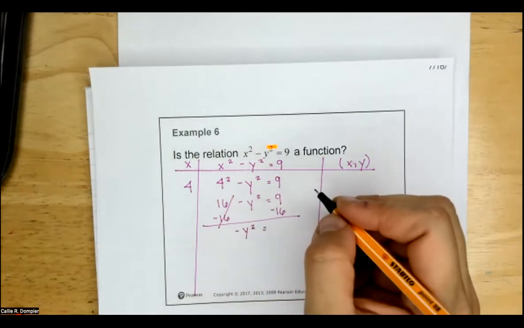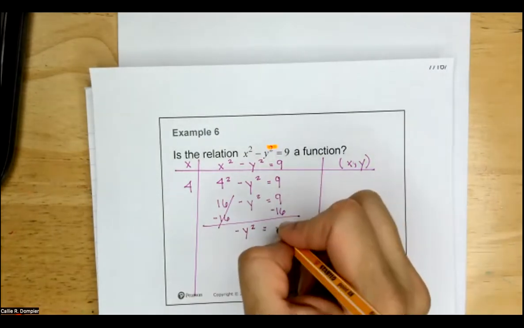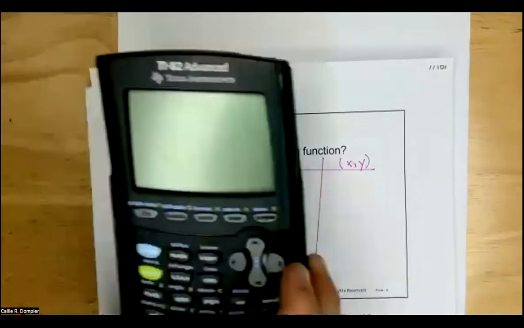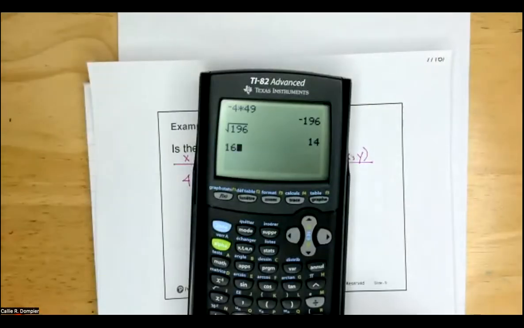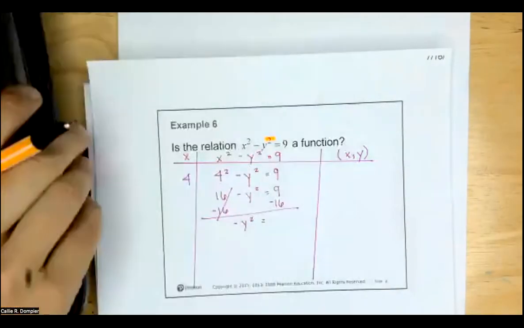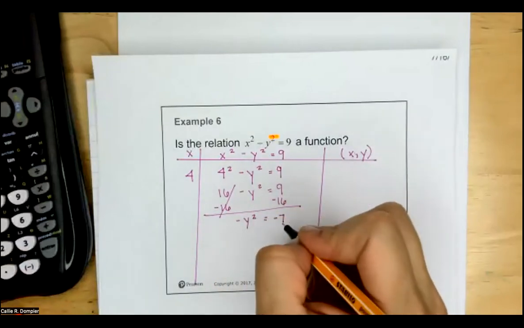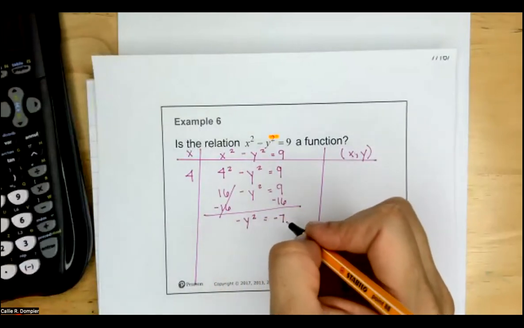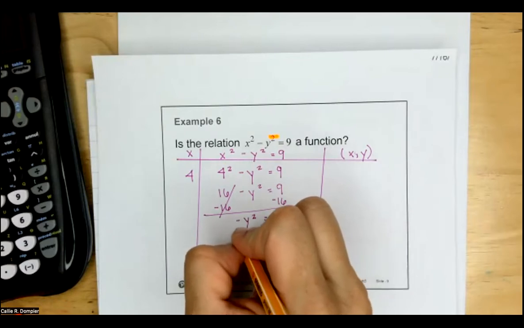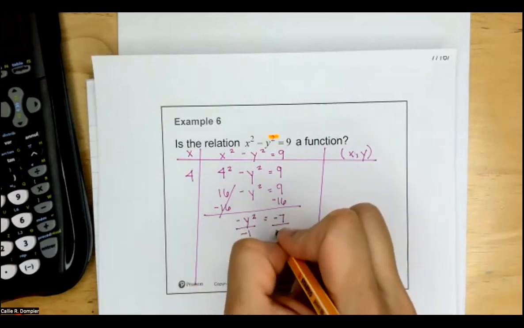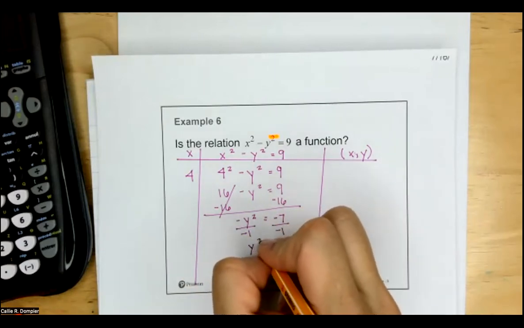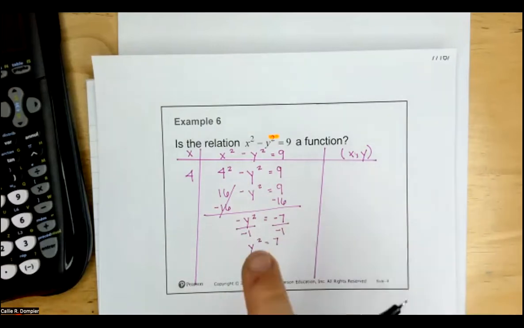9 minus 16 is the same as 16 minus 9, which is 7, but the 16 was the negative, so it's going to be a negative 7. Negative y squared equals negative 7. I want it to be a positive y squared, so I'm going to divide by negative 1. And I get y squared is positive 7.